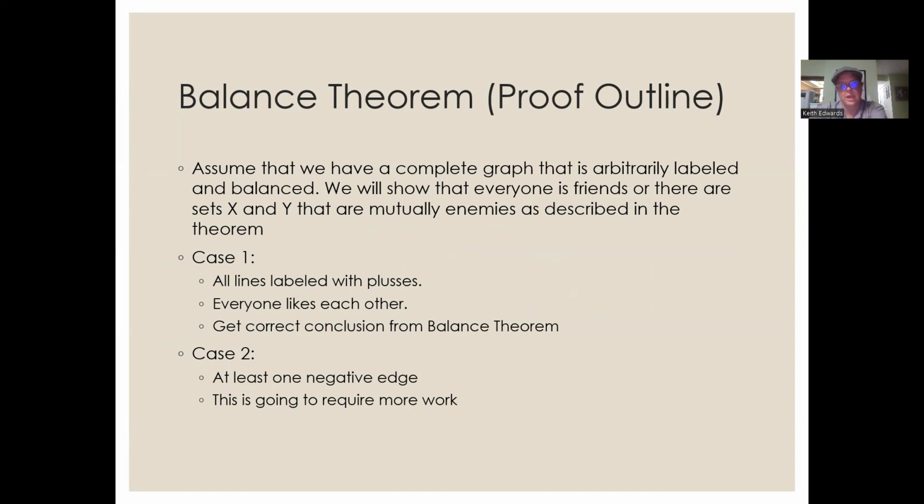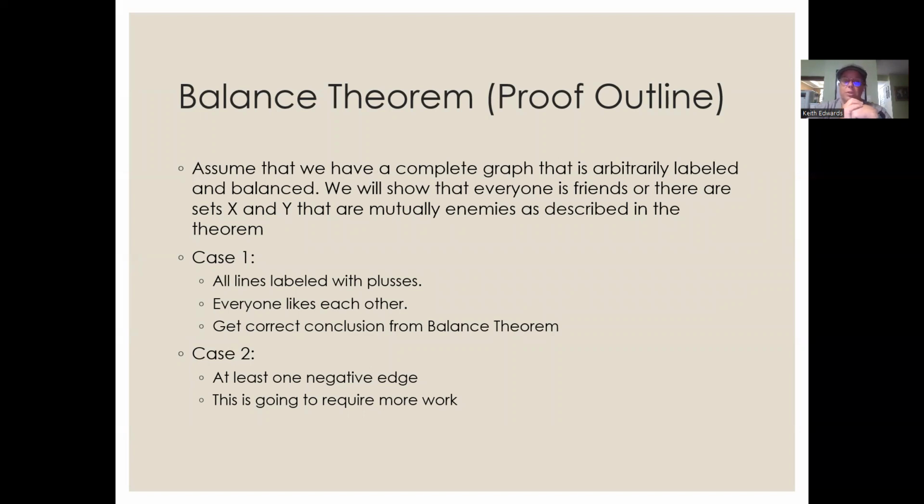So let's take a look at how we would prove this. So assume we have a complete graph, and this is arbitrarily labeled, and we also require it to be balanced. We'll show that everyone is either friends or there are sets X and Y that are mutual enemies as described in the theorem. So the first case is we get this arbitrarily labeled graph and all lines are labeled with pluses. Hey, that's great. Everybody likes each other. And we get the correct conclusion from the balance theorem.